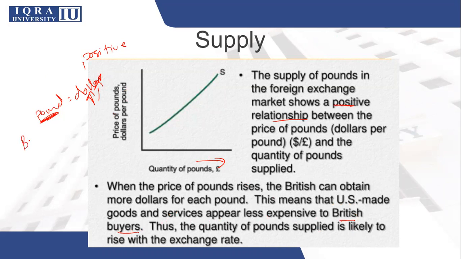So people who are in Britain now, because the pound has strengthened, it has appreciated, can easily afford the things in the US. It's the other way around, because if the pound goes up in value, that means that the dollar is depreciating against it. So for the British buyers, it is less expensive if they import more. And if they are importing, then they are adding to the supply of pounds in the market because they will be paying in pounds. So the quantity of pounds supplied is likely to rise with the exchange rate.